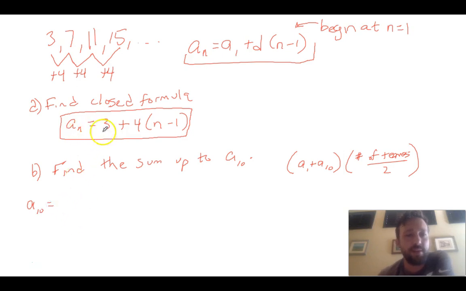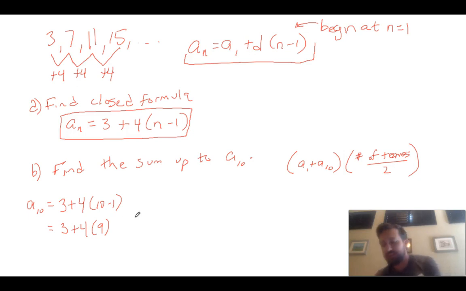So for a10, the 10th term, I just use my formula here: 3 plus 4 times (10 minus 1). That's 3 plus 4 times 9, which is 39. So the 10th term is 39. Now I'm going to do the first term plus the 10th term: 39 plus 3. So the answer to this part would be 42.